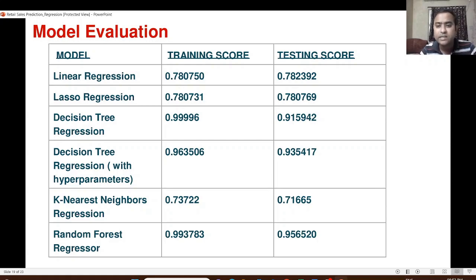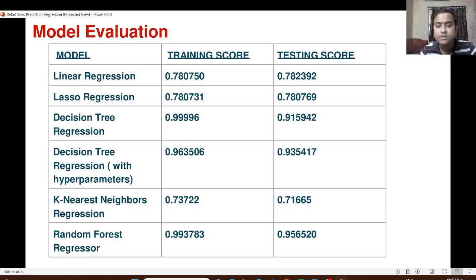0.99996 and testing score is 0.915942. Decision tree regression with hyperparameters training score is 0.963506 and testing score is 0.935417.